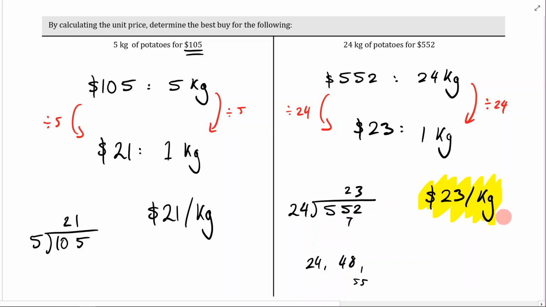And there we go. That's all you have to do there. So it's $23 a kilo for that one. It's $21 a kilo for this one. So guess what? 21 is a smaller number than 23. I know you're shocked. That this one is my best buy.